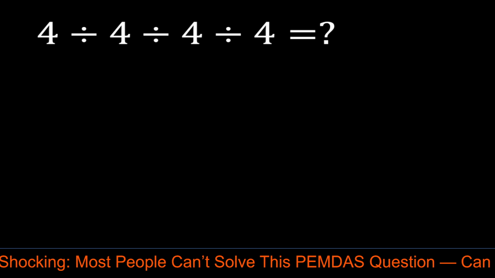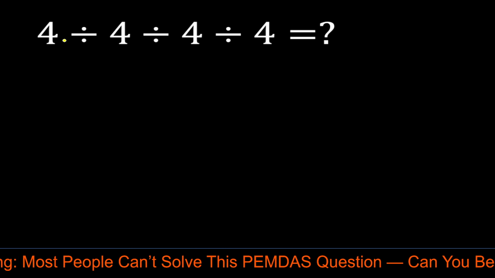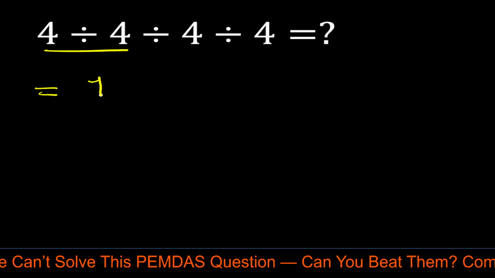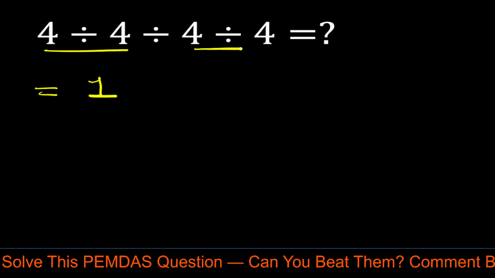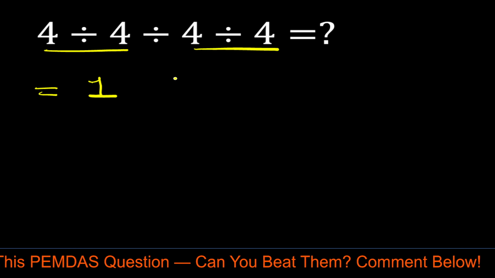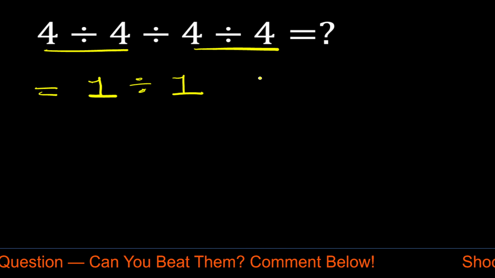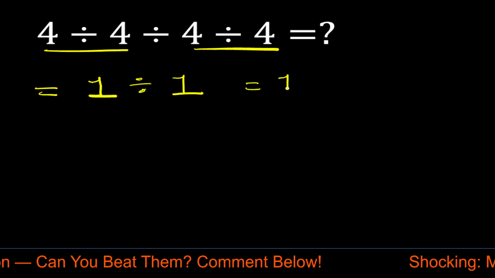So most people solve this question like 4 divided by 4. So 4 divided by 4 is equal to 1, right? Then again 4 divided by 4. So 4 divided by 4 is equal to also 1. Now 1 divided by 1. So 1 divided by 1 is equal to 1.